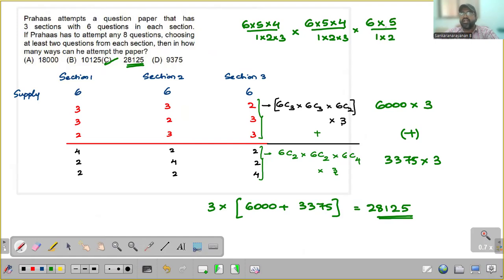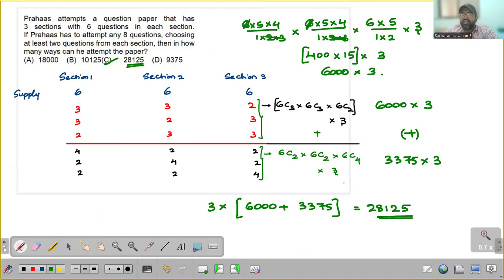6C2 is 6 into 5 by 1 into 2. Okay. And this entire thing is happening 3 times, so into 3. So you can see here, 3 into 2, 6 goes off. 3 into 2, 6, it goes off. So you can say it is 20 into 20. That is coming as 400 into 6 into 5 by 1 into 2, which is 15 into 3. Okay, so 15 fours are 60. You can see that it is 6000 into 3. That is how it is coming here. Okay, please observe.